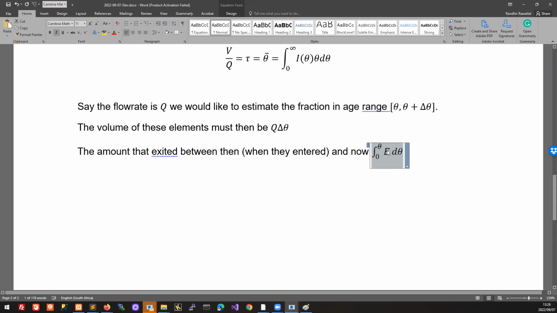Remember, E of theta is defined such that E of theta delta theta is the fraction that exited between theta and theta plus delta theta. So now we are asking, what's the total amount that exited up to age theta? So we go from 0 to theta. That's a fraction, whereas we want to work in volumes. The total volume that ever entered was Q delta theta. So if I just multiply these two together, then that will tell me the volume that exited between then and now.